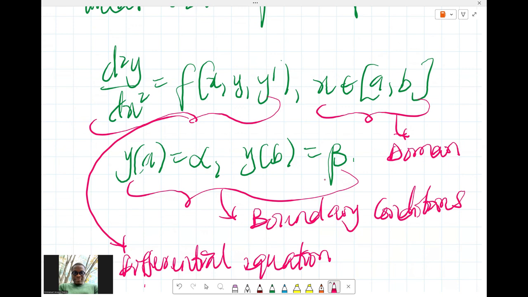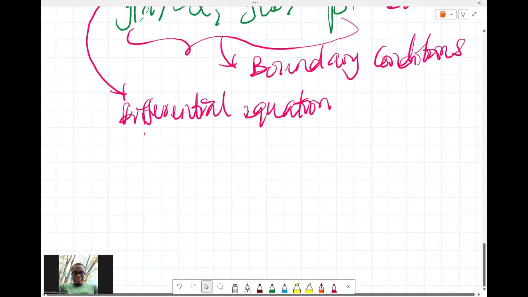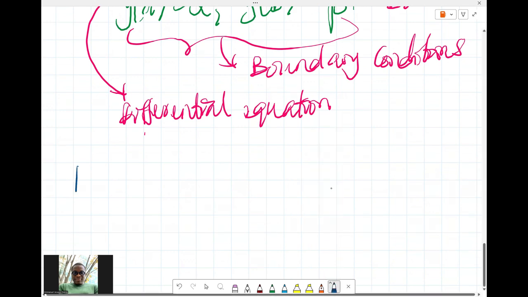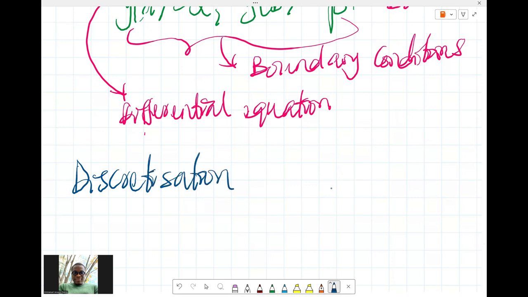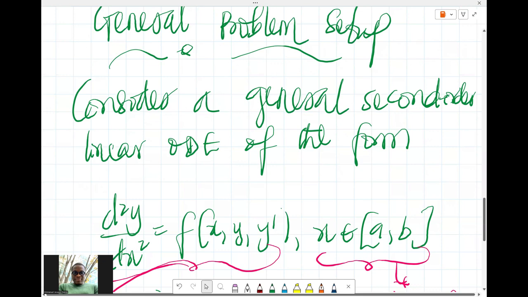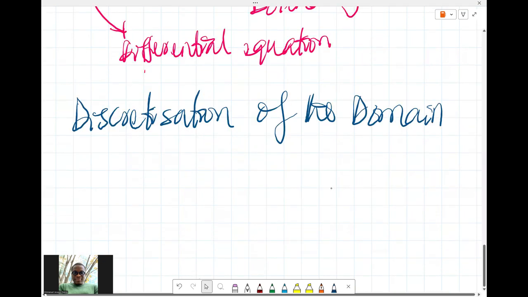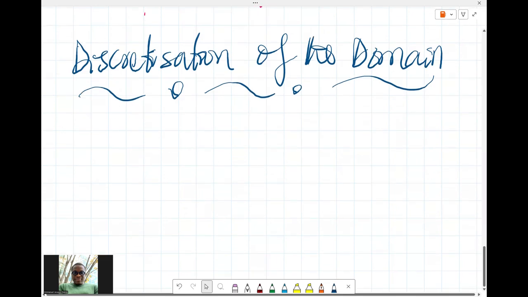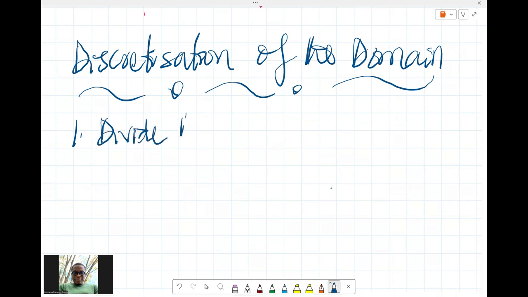Having recognized those parts, how do you go about taking care of a problem like this? The first step is to discretize. Discretization of the domain. The domain is, of course, where x is defined for the problem. That's the closed interval [a, b]. So you want to divide the interval.